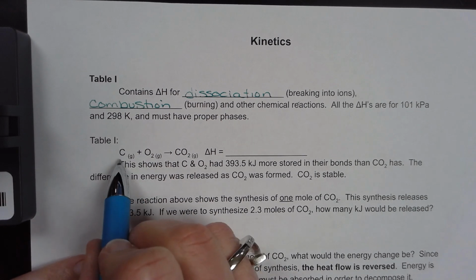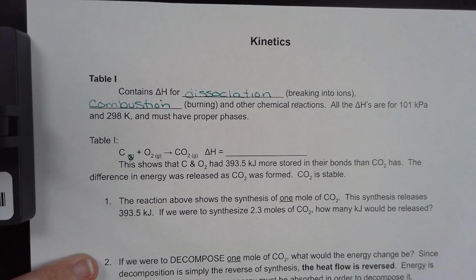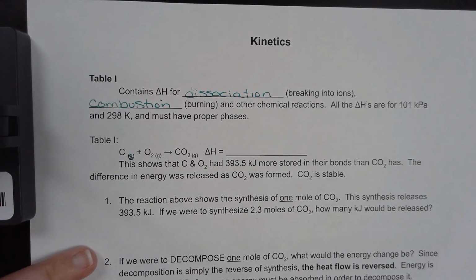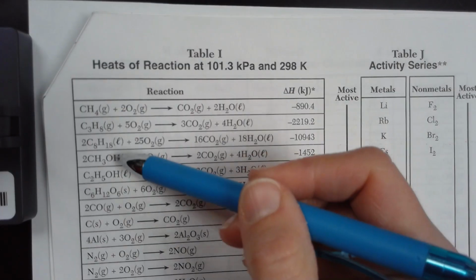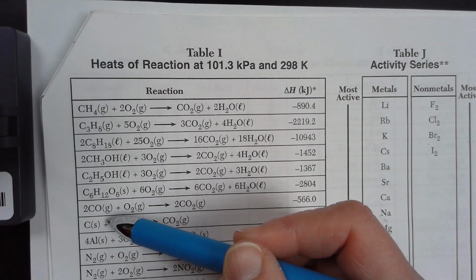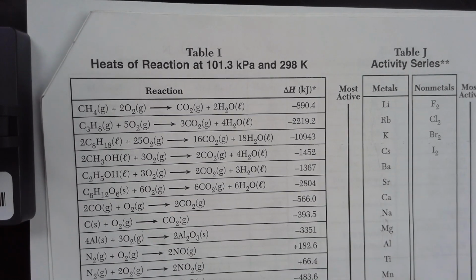Now, there is a typo. We're going to change that to a solid. And what we're going to do is look for that. So we go over to table I and we start looking for something that starts with just carbon. Now, here's just carbon. I'm going to go over, and it's a negative 393.5, so we're going to write that down.